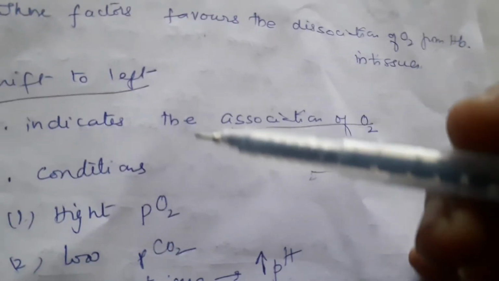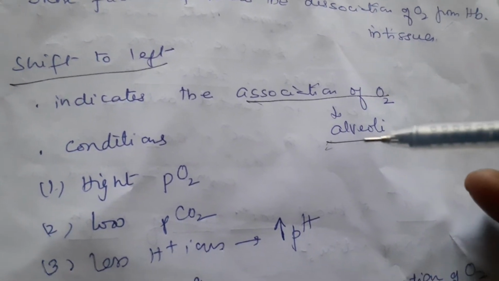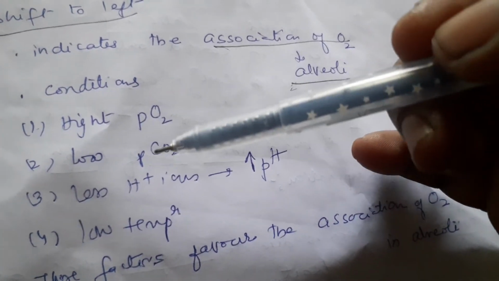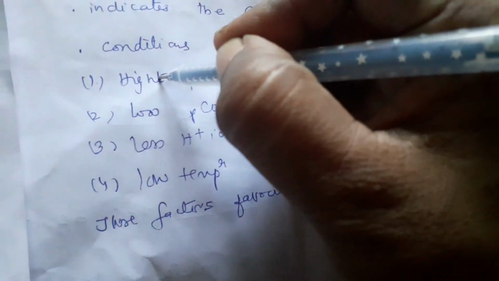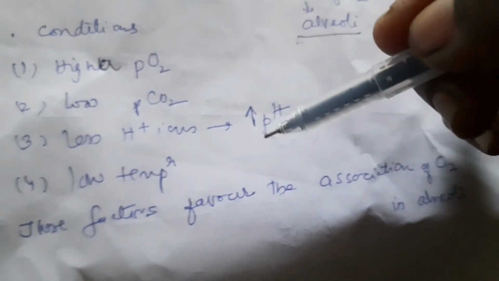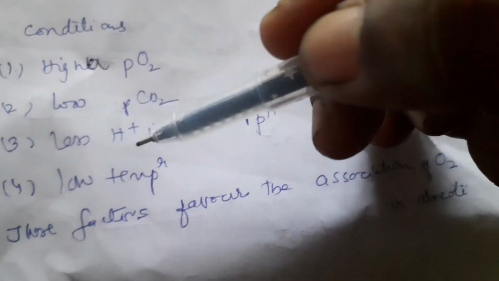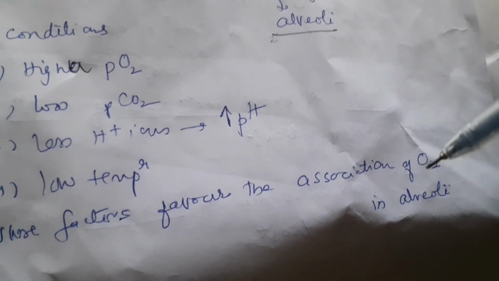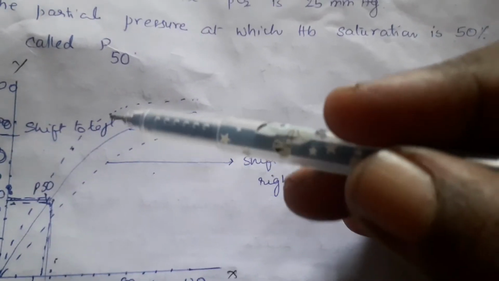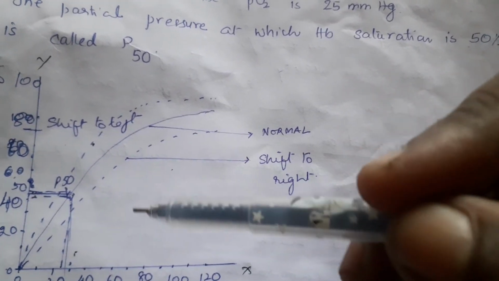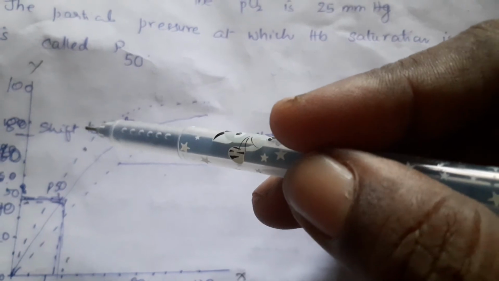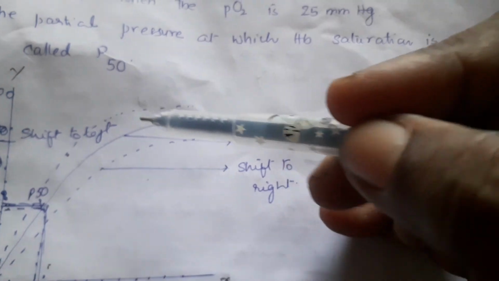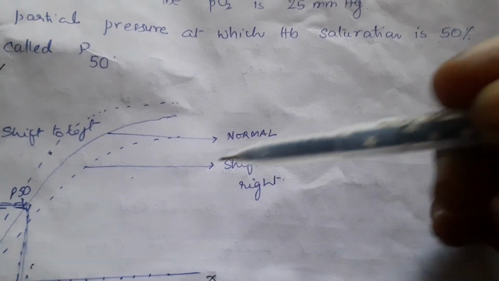And next, the left shift indicates the association of O2 in the alveoli. The conditions that are favorable for this are high PO2, low PCO2, high pH, that means fewer hydrogen ions, and low temperature. These factors favor the association of O2 in alveoli. This is how the oxygen dissociation curve is formed, and this is the right shift and this is the left shift. Left shift indicates the association, right shift indicates the dissociation. This takes place in alveoli and this takes place at the area of tissue.